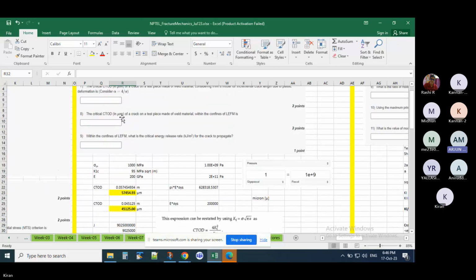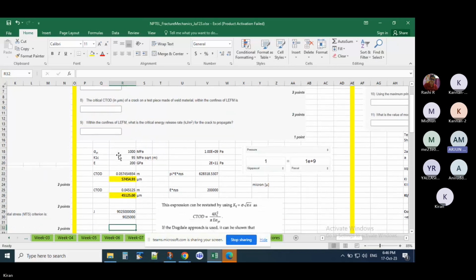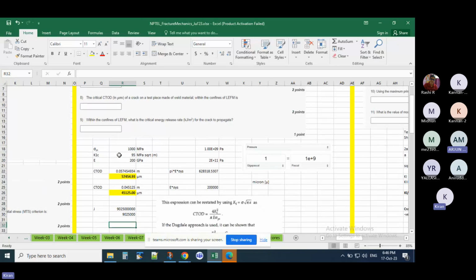Because again it's asking LEFM, na? So you take the answer in question number 8, which is 45.13 micrometer, and you multiply that by the yield strength, which is 1000 MPa. So it will be 45.13 into 10 power minus 6 into 1000 into 10 power 6. So that 10 power minus 6 and 10 power 6 will get cancelled.